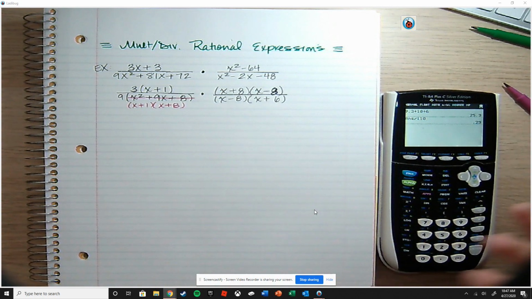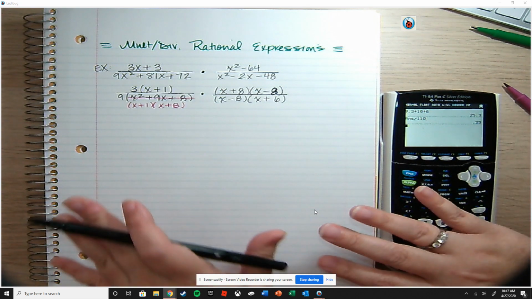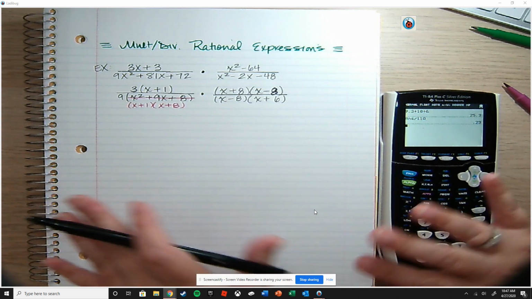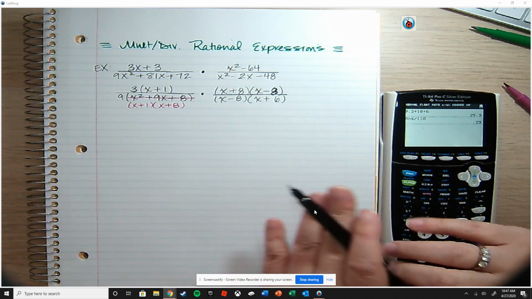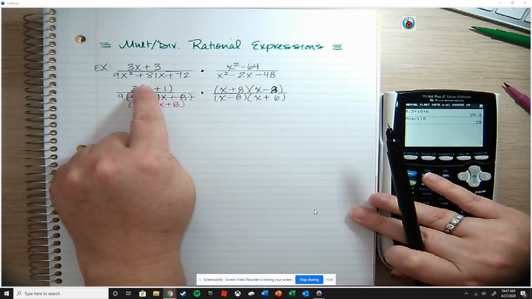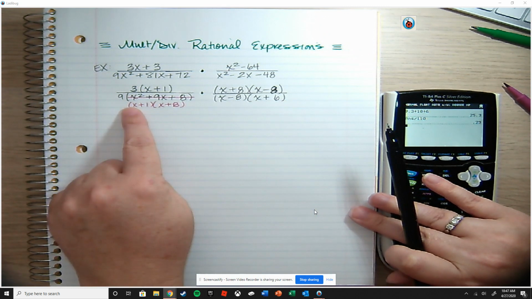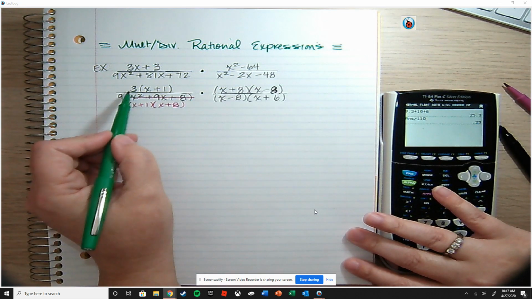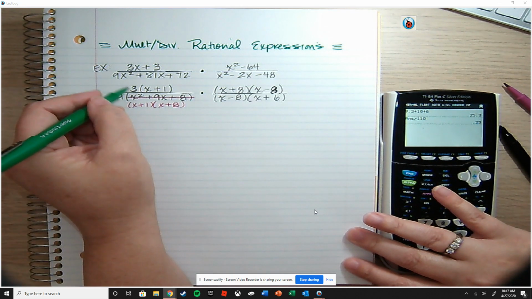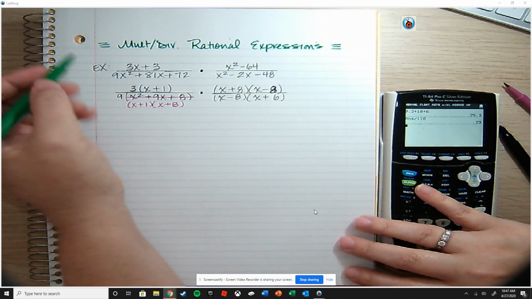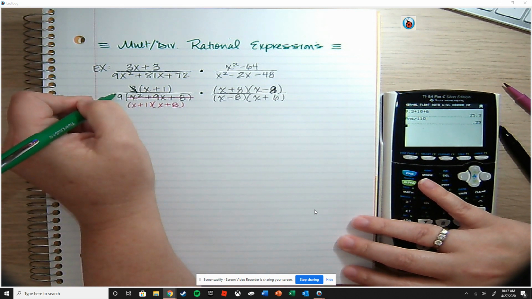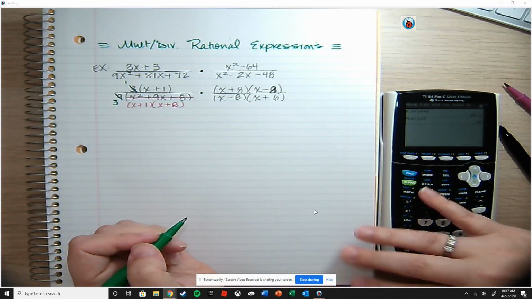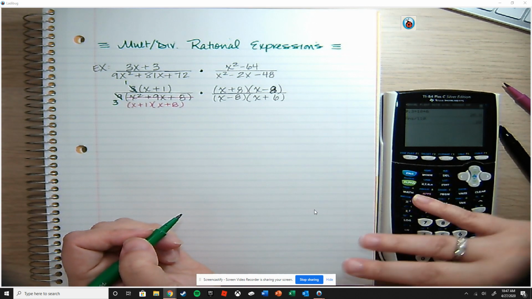Now that I have this, I can begin canceling what is in common. Remember, as long as it's anywhere in the numerator, I can cancel it anywhere in the denominator. So I have this 3 over 9. That actually does simplify, so that gives me 1/3, because 3 over 9 reduces to 1/3.